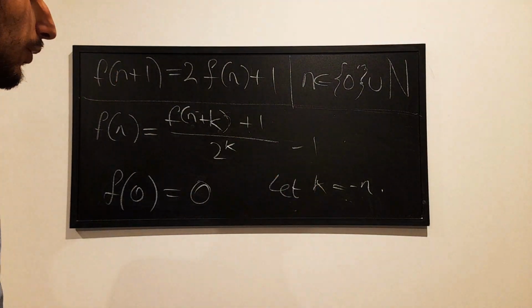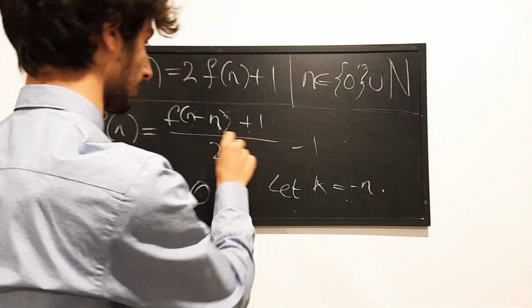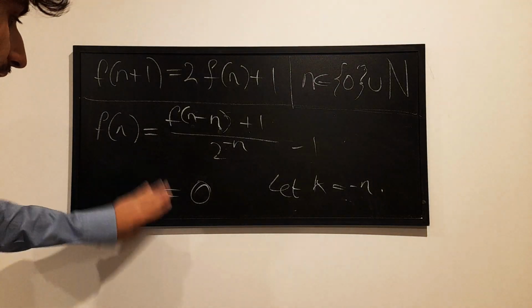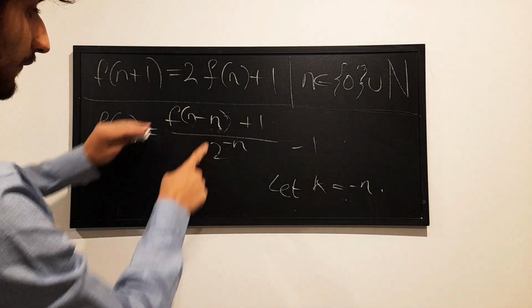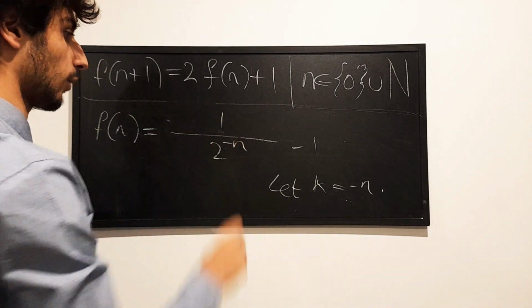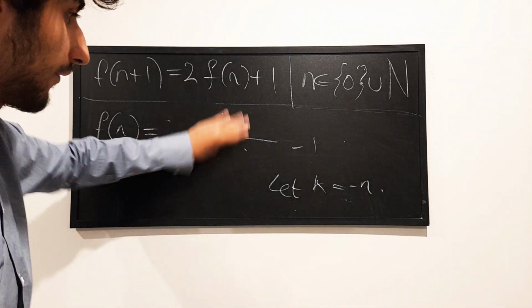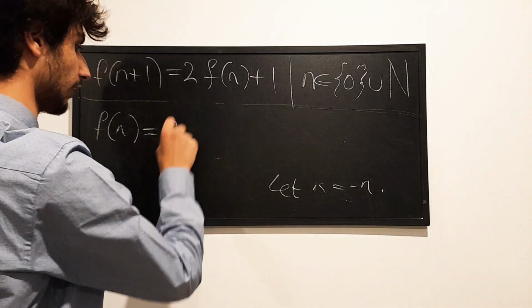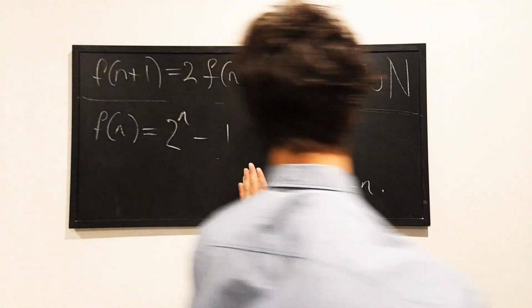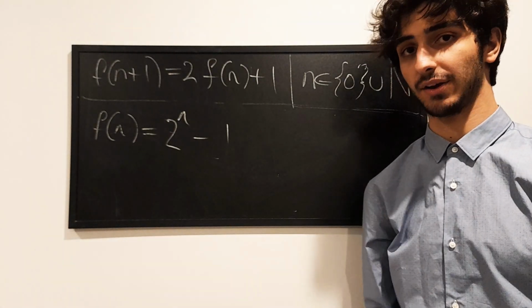So when we let k equal negative n, like so, basically f of 0 equals 0. This is f of 0, so that's just equal to 0. And 0 plus 1 is just 1. 1 over 2 to the power of negative n is just 2 to the power of n. And we have minus 1 left over. And that is pretty much what we get: f of n equals 2 to the power of n minus 1.